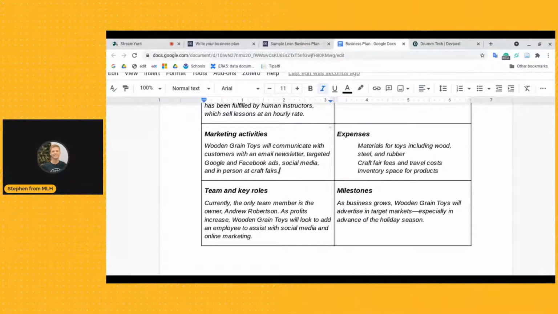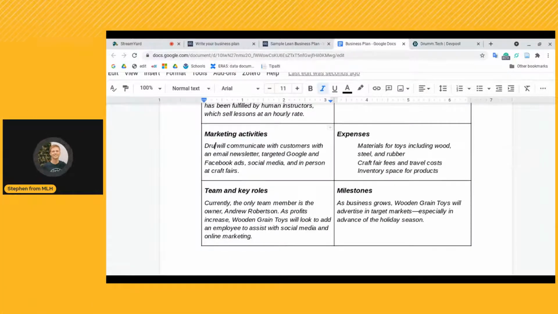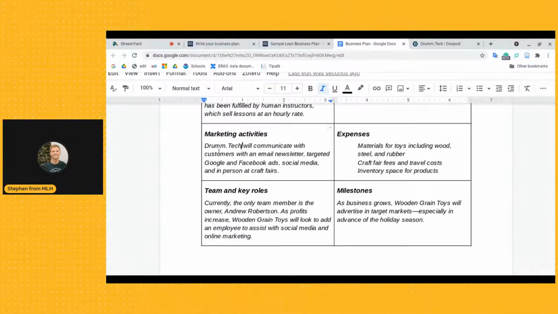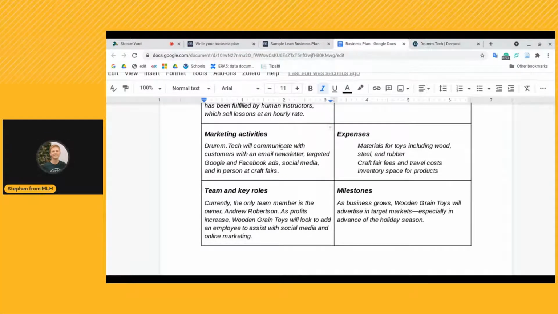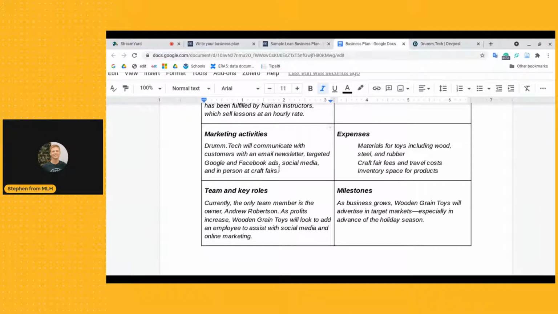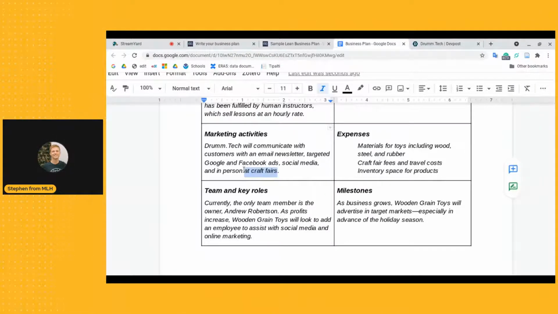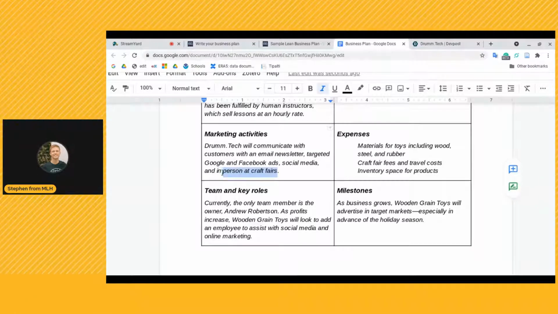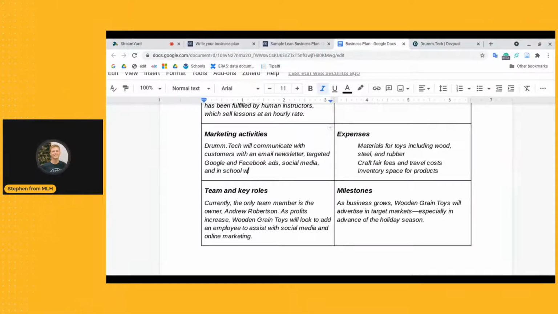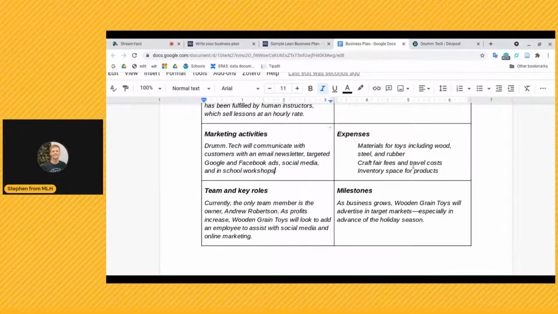And the marketing activities, we could say that we might communicate with an email. I like the idea of using an email newsletter for drum.tech. We could talk about music education, what's new in music education. And actually, I quite like all of these. We can maybe say in-person, and in workshops, and in school workshops. Maybe we come up with some workshops.